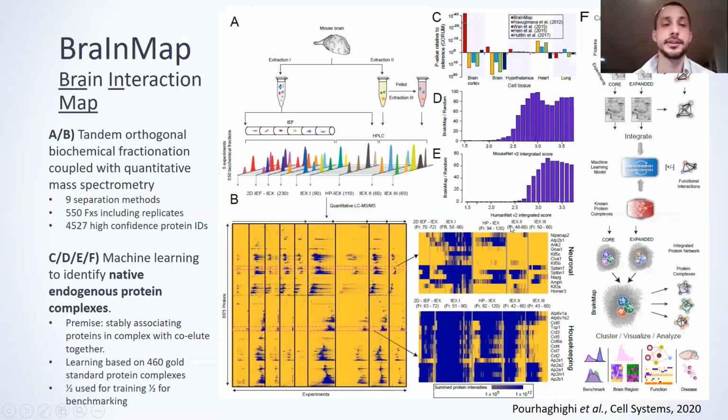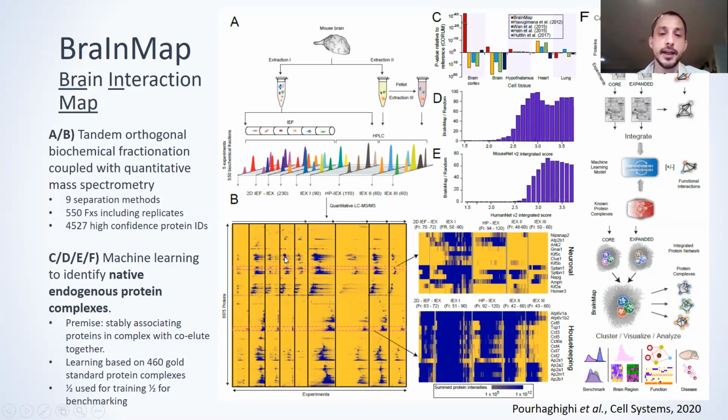So how was BrainMap generated? Well, the brain interaction map is made by taking mouse brain and lysing in non-denaturing conditions to preserve the integrity of native protein complexes, and then performing tandem orthogonal fractionation using a series of different biochemical fractionation methods to isolate protein complexes based on different chemical and physical properties. These are fractionated using HPLC, and then the proteins in the fractions are identified by quantitative mass spectrometry. So this is the flow through of the protocol.